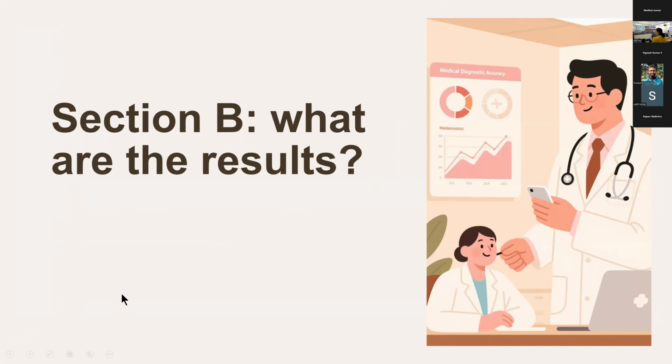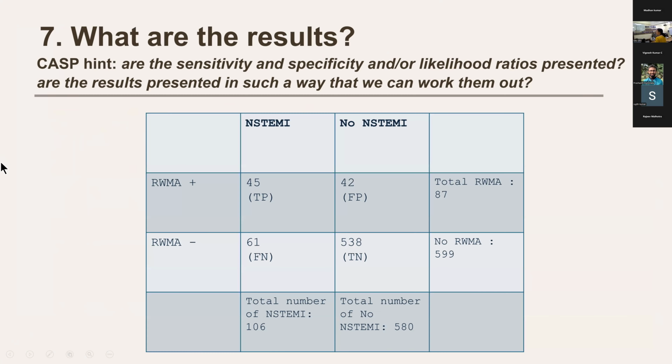So then you look at the results. Only if a study has been well done, then you go on to the results section. So here everyone's going to have to take out their pens and papers. We're going to do some maths. So what are the results? So you need to look at sensitivity, specificity, likelihood ratios, was it presented?